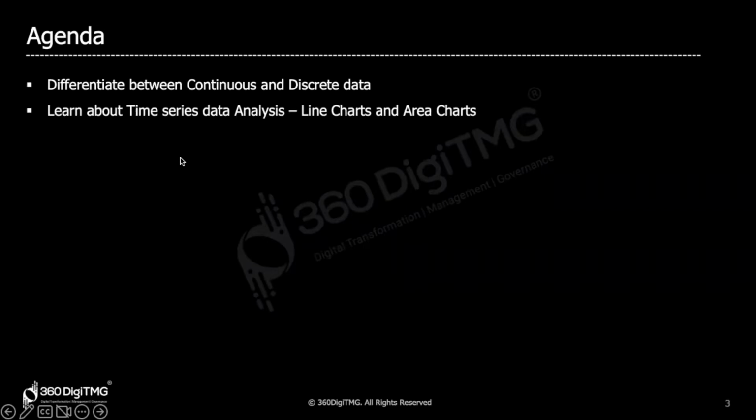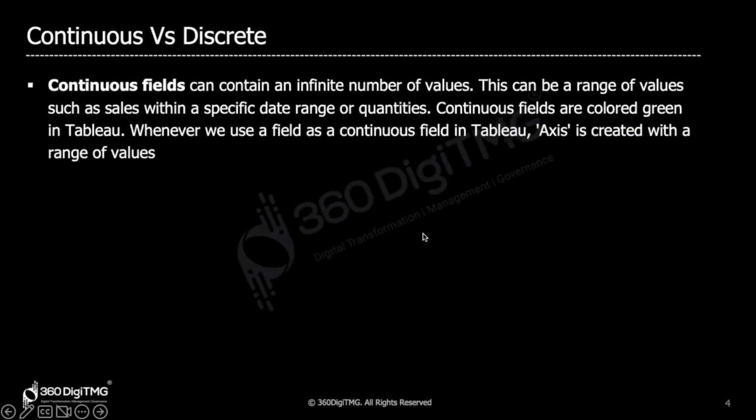So in the previous session, we understood about composition analysis or part to whole analysis, how we can use pie charts and stacked bar graphs to show the shares or proportions in the data. In this module, we will try to differentiate. We are basically going to revisit the concept of continuous and discrete data and differentiate it again. And we will look at time series data analysis, under which we will learn how to create line charts and area charts. Okay, so let's get started with what is the difference between continuous and discrete.